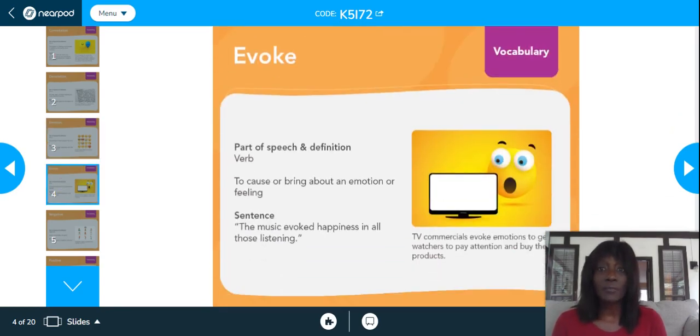And then evoke. Evoke is a verb, to cause or bring about an emotion or feeling. When you evoke a negative connotation, that means that there's something bad happening. The music evoked happiness in those listening. So in this case, evoked is the action of what the music is doing, and it is representing a positive connotation, representing happiness. Okay, and it says TV commercials evoke emotions to get watchers to pay attention and buy their products.